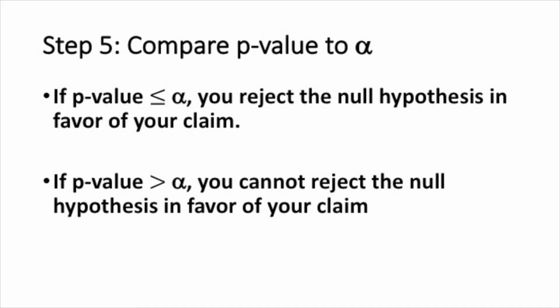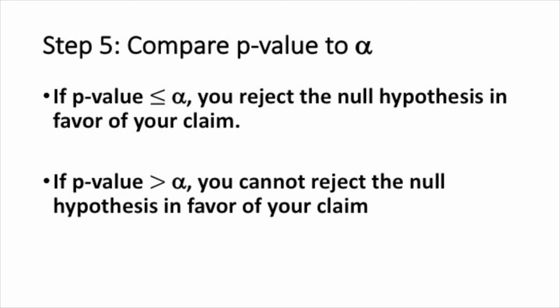More generally, the rule for whether or not you can reject the null hypothesis is if the p-value is less than or equal to alpha. Again, the p-value is something you calculate based on your test statistic, whereas the alpha is something you set as a researcher. If the p-value is less than or equal to alpha, you reject the null hypothesis in favor of your claim. On the other hand, if the p-value, the strength of the evidence for the null, is greater than the alpha value that you set as the researcher, you cannot reject the null hypothesis in favor of your claim.